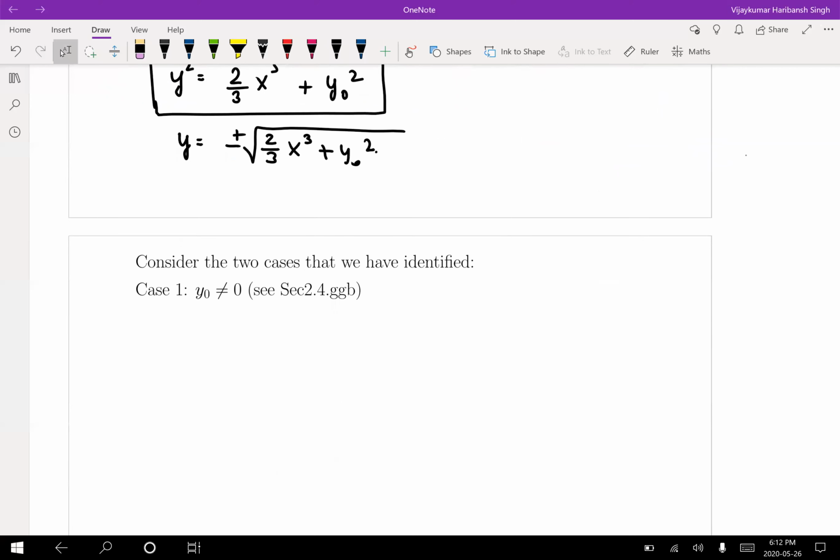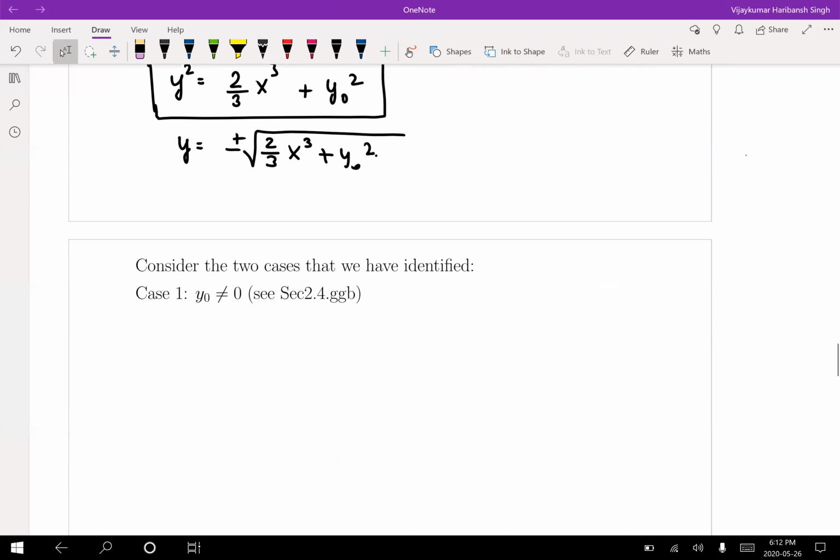Now out of this, we can identify two cases. Note that both solutions satisfy the differential equation. So if both of them satisfy it, the question that comes to our mind is: is the solution unique? You can check easily that both the solutions are satisfied.